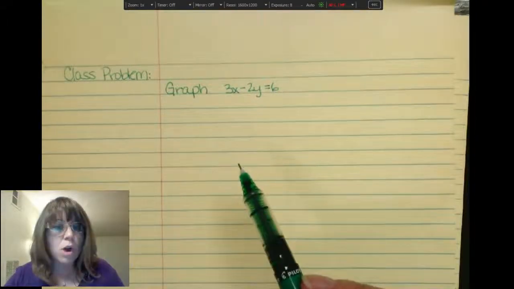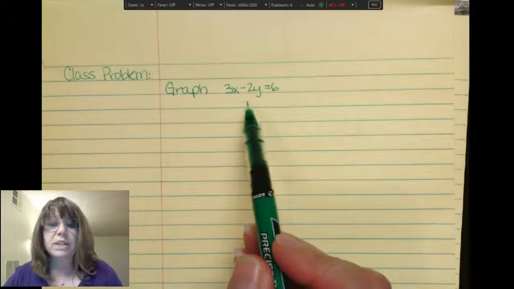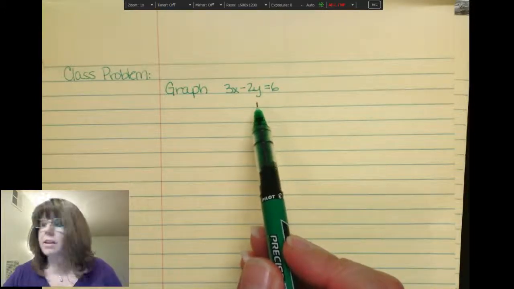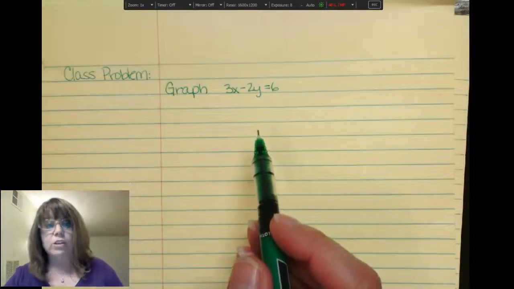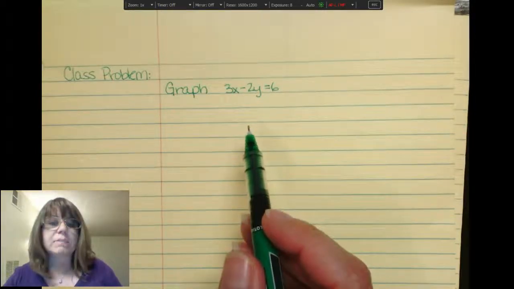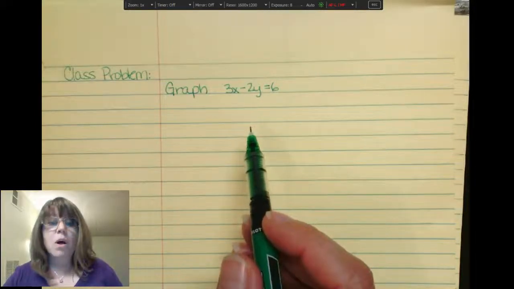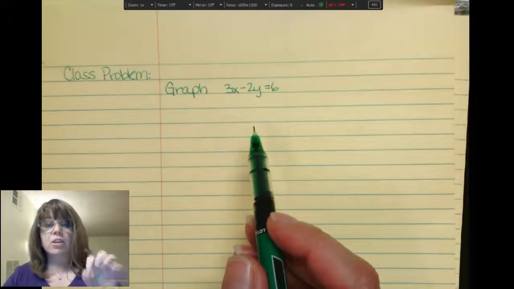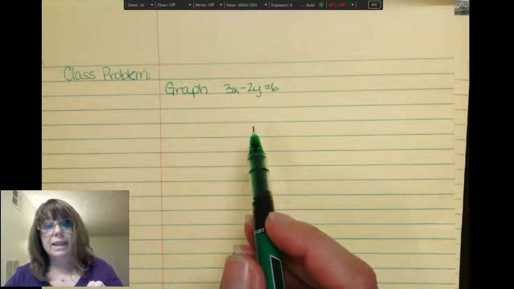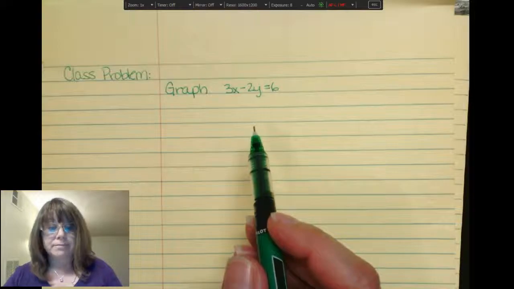So here's a class problem you can try. I want you to graph 3x minus 2y equals 6. You don't have to be too careful about which x or y value you choose, but you do want to pick fairly simple ones. Maybe you don't want a 10 or a 20. Pick something small. You need at least 3 points, 3 values so you can find 3 ordered pairs, create your graph, and plot them and connect them. So I'd like to see that in our next class period.